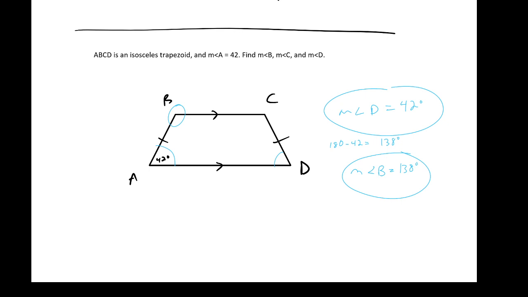Now, because that's the case, think about this. I have one set of base angles congruent, so both sets are going to be congruent. So C is also going to be 138. So there we go.